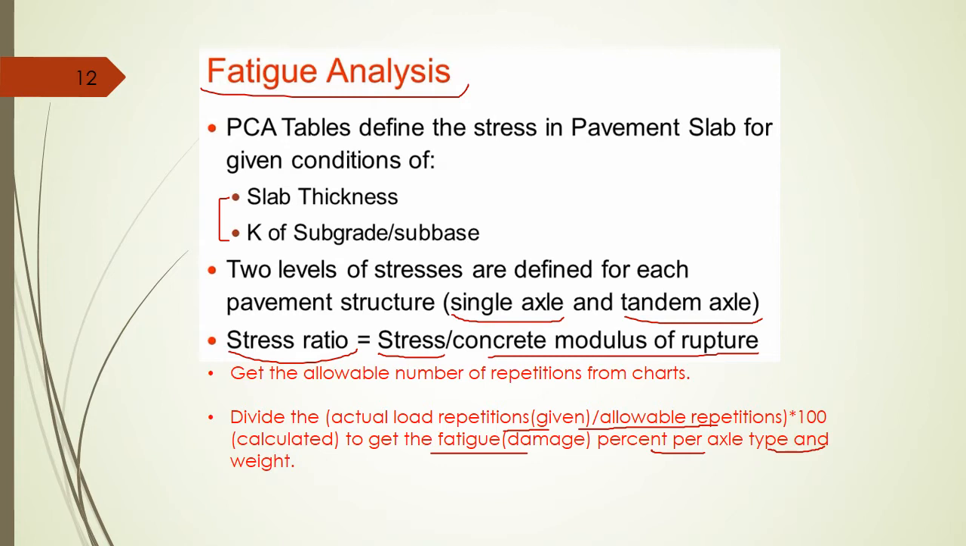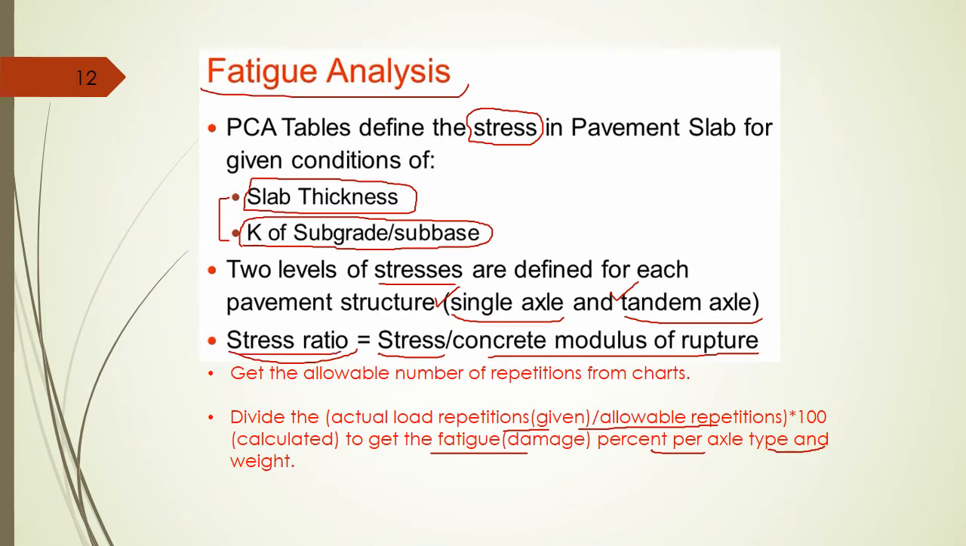طيب بالنسبة للفاتيج analysis، هدخل في التيبل وأحسب الاسترس اللي موجود عندي. ده هيكون فانكشن في السلاب ثيكنس اللي أنا افترضته في البداية، وفي المودولس بتاع السب جريد أو السب بيز، على حسب أنا عندي سب بيز أو لا. هيبقى عندي 2 ستريسز هجيبهم من التشارتس، واحد للسنجل اكسل وواحد للتاندم اكسل.